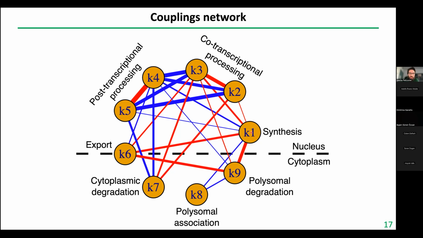We can also see this nice clique, which involves synthesis, export, and polysomal degradation. Again, positive correlations between these kinetic rates. And this was expected from the literature, even if we were not sure about the involvement of polysomal, cytoplasmic, or both the degradation rates. Because this is the very first time we have been able to deconvolve the effect of these two degradation steps.